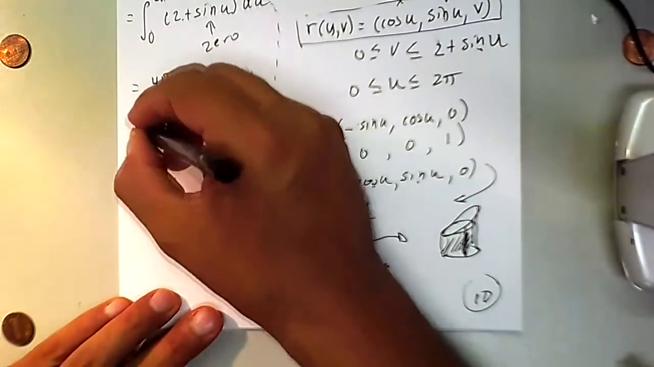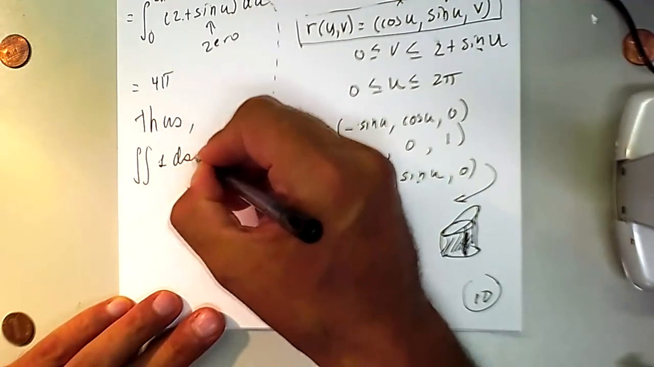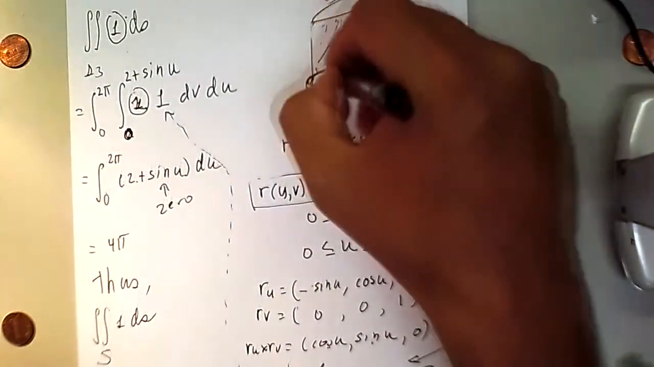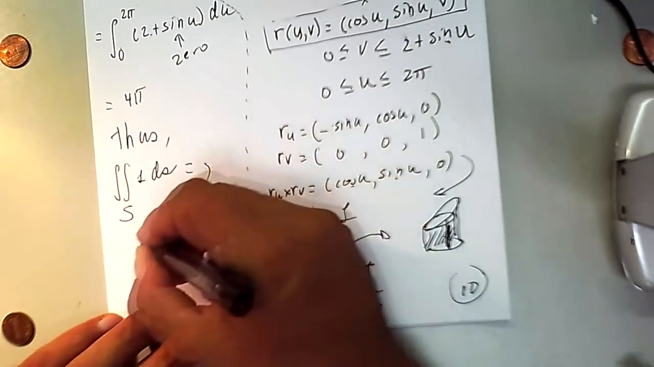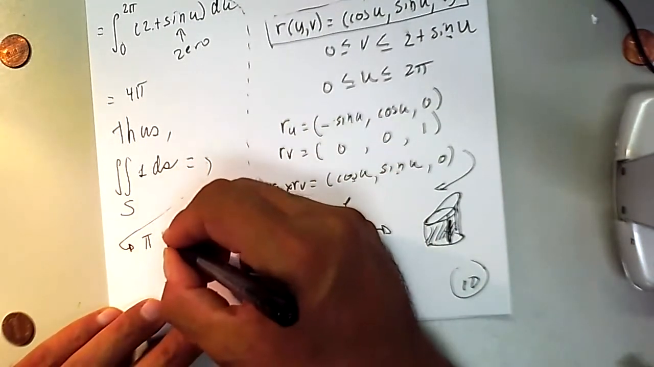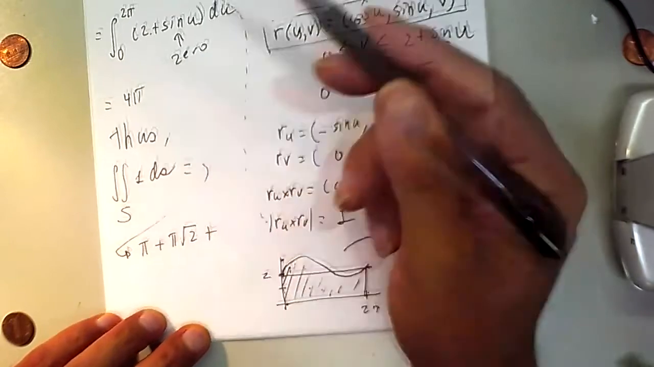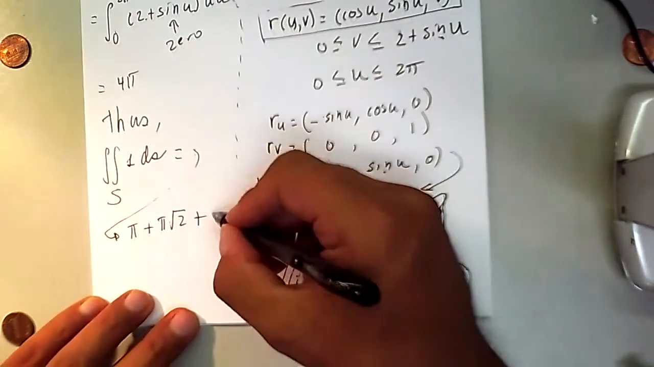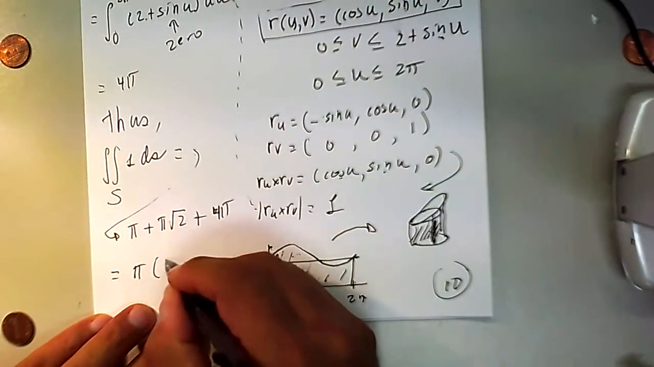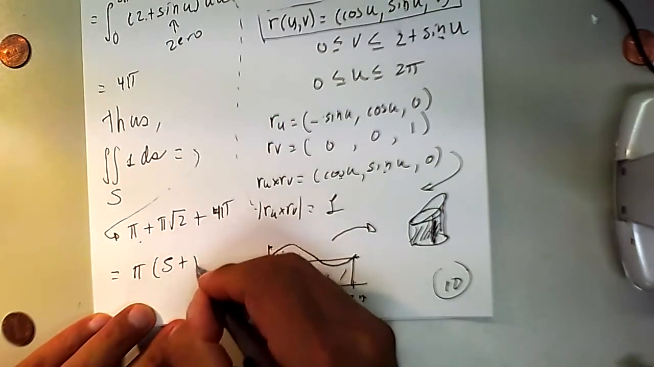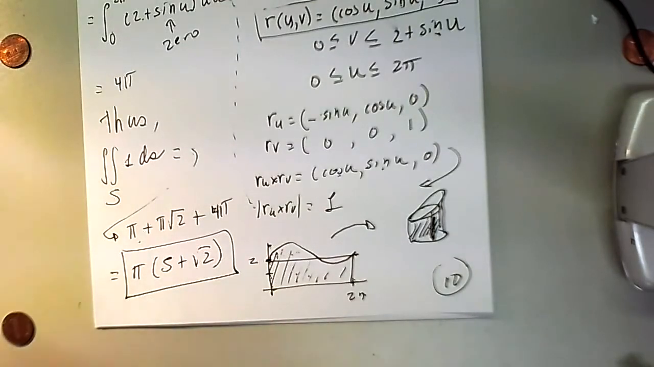Okay, so the total integral of 1 with respect to the surface of the entire surface S, which is all 3 faces, will be: bottom, which is pi; top, which is pi square root of 2; and the side, which is just one side, 4 pi. So we end up with pi, 5 plus square root of 2. And there is our final answer. I think that is neat.